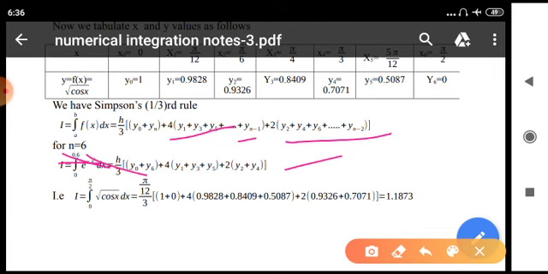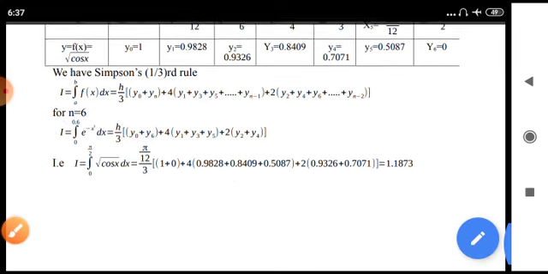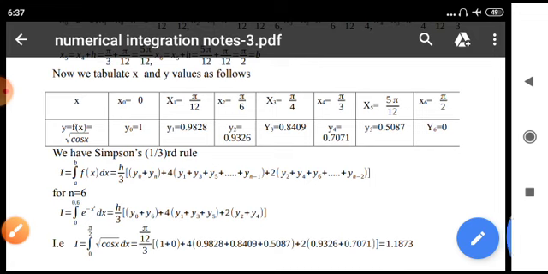So I equal to integration from 0 to pi by 2 of square root of cos x dx will be h, which is pi by 12, whole divided by 3, y0 is 1, y6 is 0, plus 4 times y1 0.9828, y3 0.8409, y5 0.5087, plus 2 times y2 0.9326 plus y4 0.7071, which comes out to be 1.1873. With this we complete the numerical integration part. Thank you.